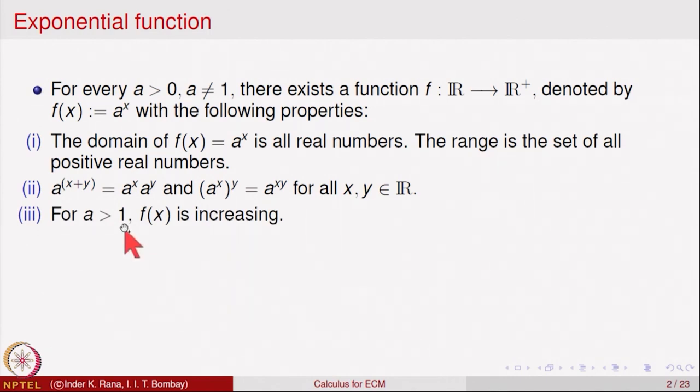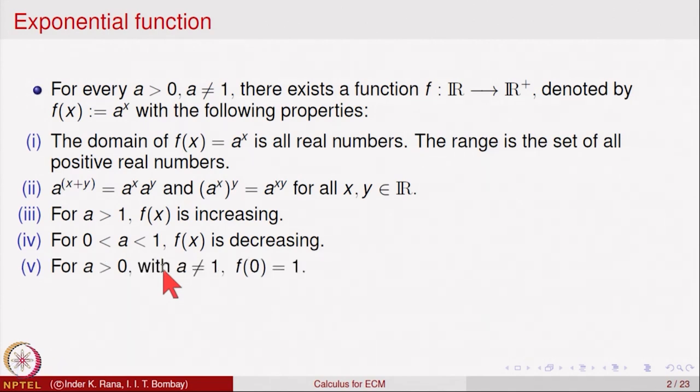And for every a bigger than 0, and we assumed it is not equal to 1, so it is either bigger than 1 or less than 1. If it is bigger than 1, then it is an increasing function, and for less than 1, it is a decreasing function. So, increasing means as you go from left to right, the graph will be going upwards, and decreasing means as you go from left to right, the graph will be bending downwards, it will be dropping down.